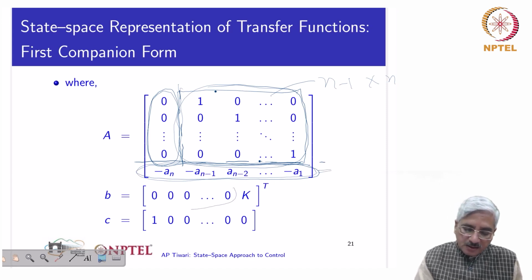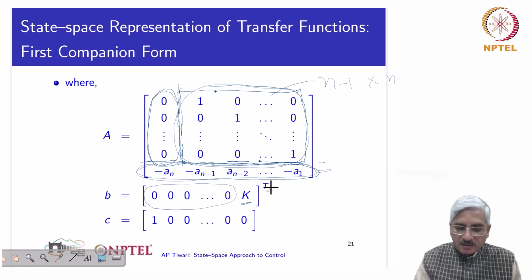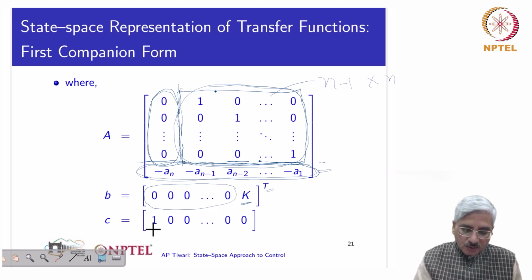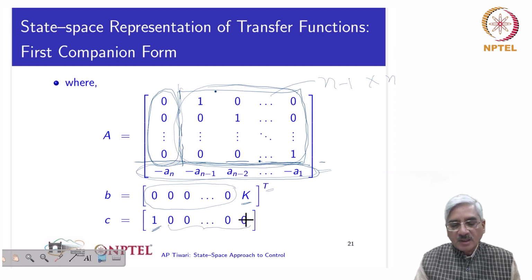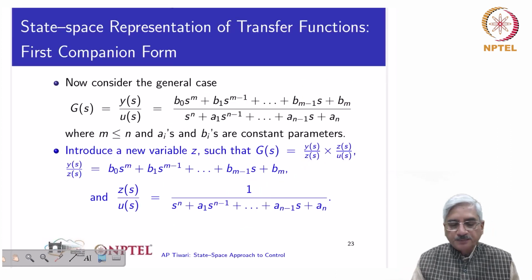B, all elements are 0 and the last element is k. This is a column vector, mind it, because I have put a T here, the transpose. And C, because the output comprises of only one state x1, so C has a 1 here and the rest all zeros. So this is the first companion form representation of the system.